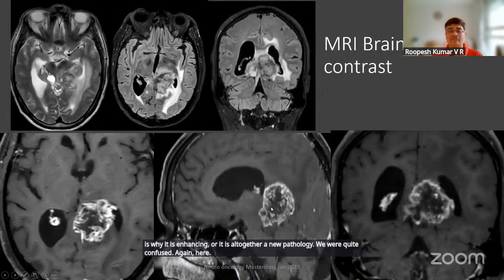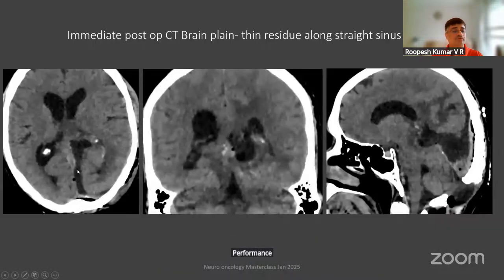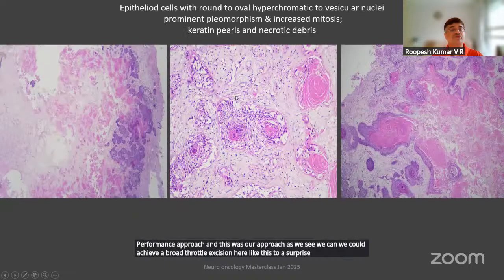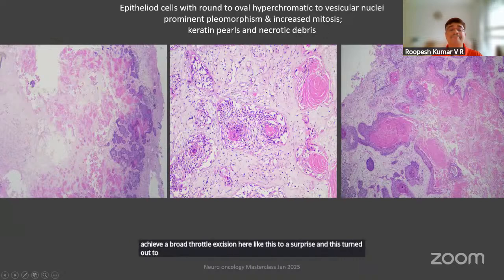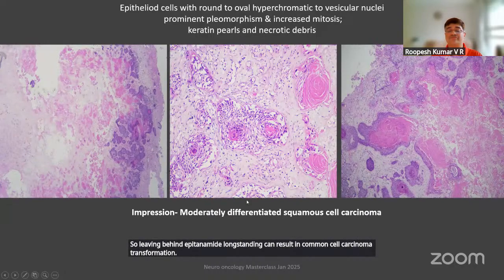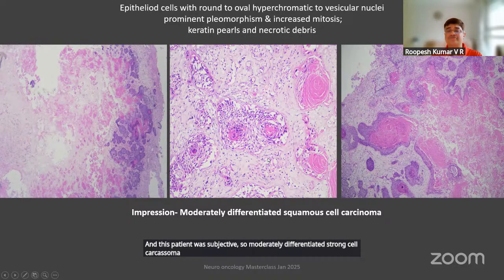We can see that one third of the lesion is only below, and two thirds are superior to the tent. So we decided we go with the Poppen approach, and this was our approach. As we see, we could achieve a gross total excision here, and to our surprise, this turned out to be a squamous cell carcinoma. So leaving behind a long-standing epidermoid can result in squamous cell carcinoma transformation. This is a moderately differentiated squamous cell carcinoma, I'm seeing it for the first time, and then this patient was given adjuvant radiotherapy.